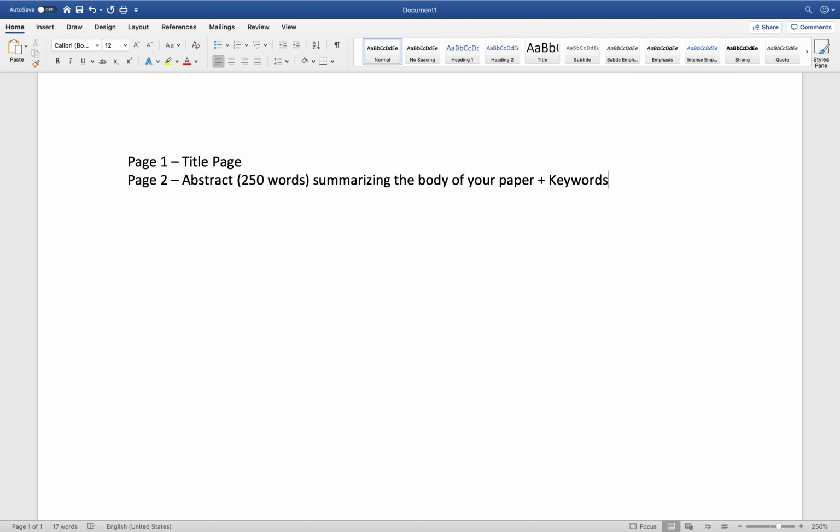Again, don't be intimidated by that empty space. Just let it go. Move on to page 3, which starts the body of your paper. In the body of your paper, or rather in the abstract, you've got 250 words summarizing the body of your paper plus keywords, and that's it. The abstract should be written last, so this way you can reread the body of your paper and see what the main points are, so this way you can move forward with writing the abstract, summarizing everything.